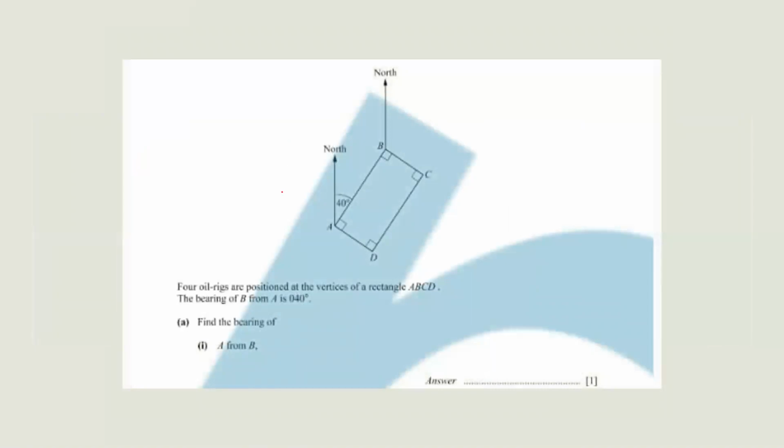And then lastly, we have a question on bearings. I have points A and B. The question is asking me for the bearing of A from B. What do I do first? I draw lines to north, which are already drawn. I connect A and B. They're already connected. Then the bearing from A to B is 40. You can see that the clockwise bearing from A to B is 40.